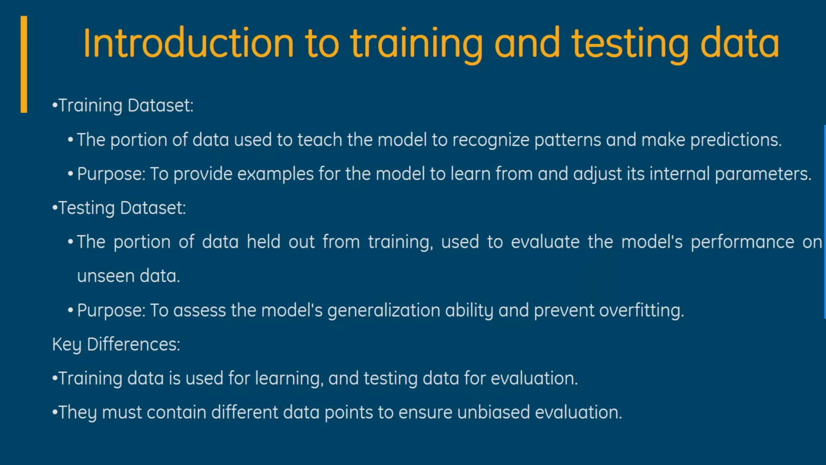Firstly, the training dataset, which is 75% of the complete data, is the portion of the data used to teach the model to recognize patterns and make predictions. The purpose is to provide examples for the model to learn from and analyze, and to adjust its internal parameters.